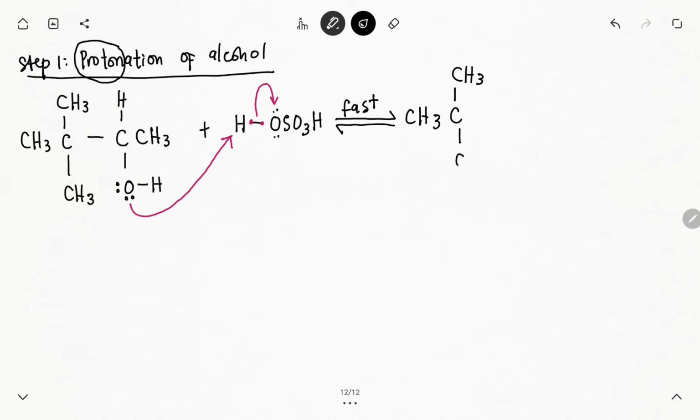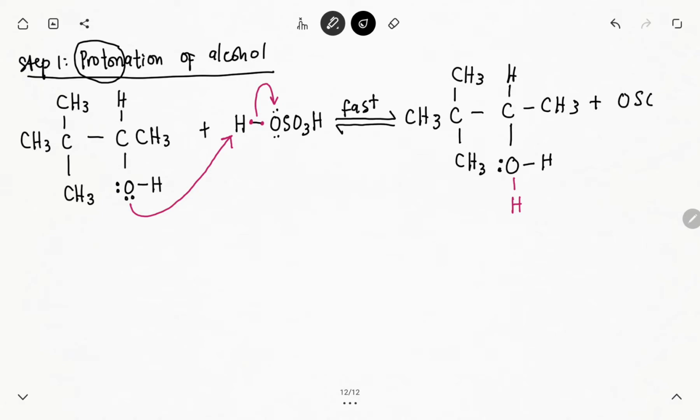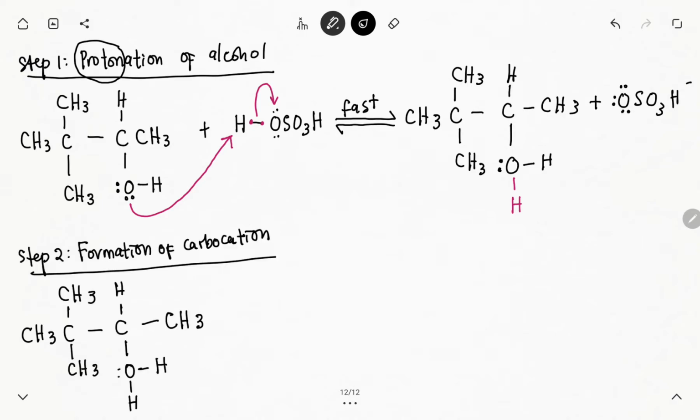Proton is added to the hydroxyl area. So in this area, oxygen has one lone pair covalently bonded with hydrogen, and the new covalent bond with the hydrogen atom forms, and our side product formed here is OSO3H minus. Why minus? This oxygen's formal charge is -1. So after the product forms, we need to trace first. This oxygen becomes positively charged because of less electron, and our target is the second step, carbocation.